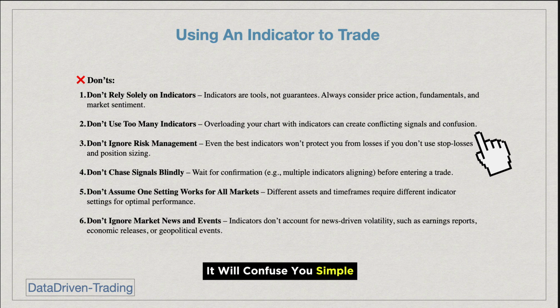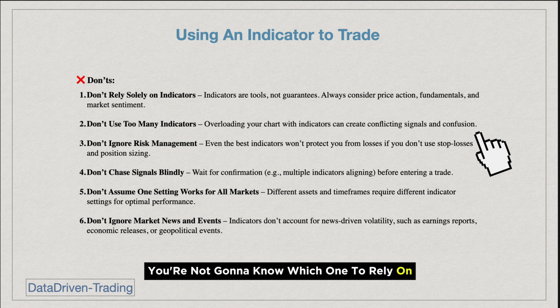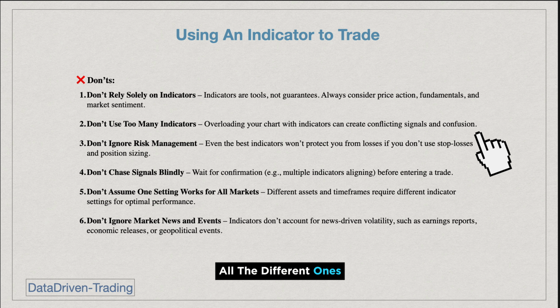So number two, don't use too many indicators. It will confuse you. Simple. If you have 5 different indicators telling you 5 different things, you're not going to know which one to rely on, and you're not going to know which one you should focus on. So having limited indicators is a very cool thing because you can actually focus on all the different ones.